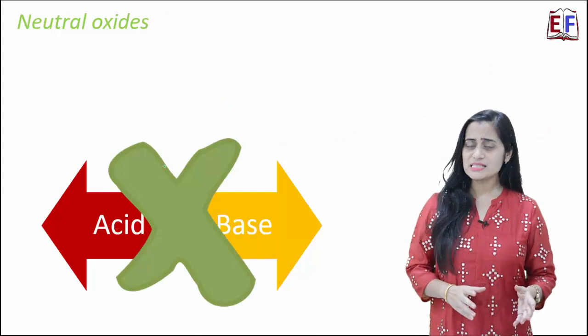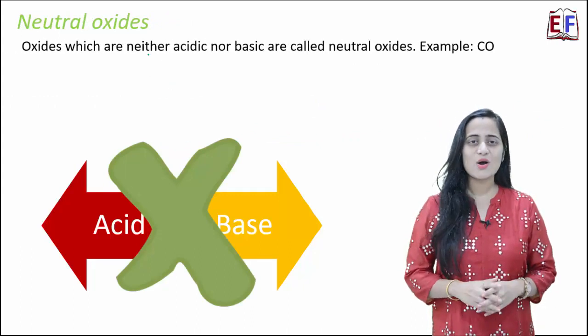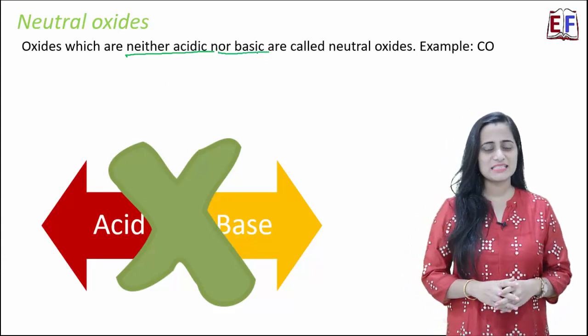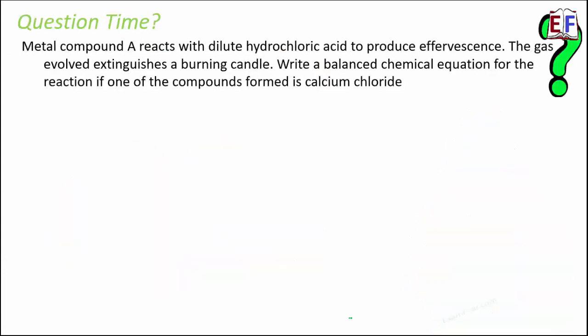Oxides which are neither acidic nor basic in nature are called neutral oxides. One of the best examples is carbon monoxide. So after learning so much, it's time to try out a question. Metal compound A reacts with dilute hydrochloric acid to produce effervescence. Whenever you have such tricky questions, focus on every word because every word gives you some important information.